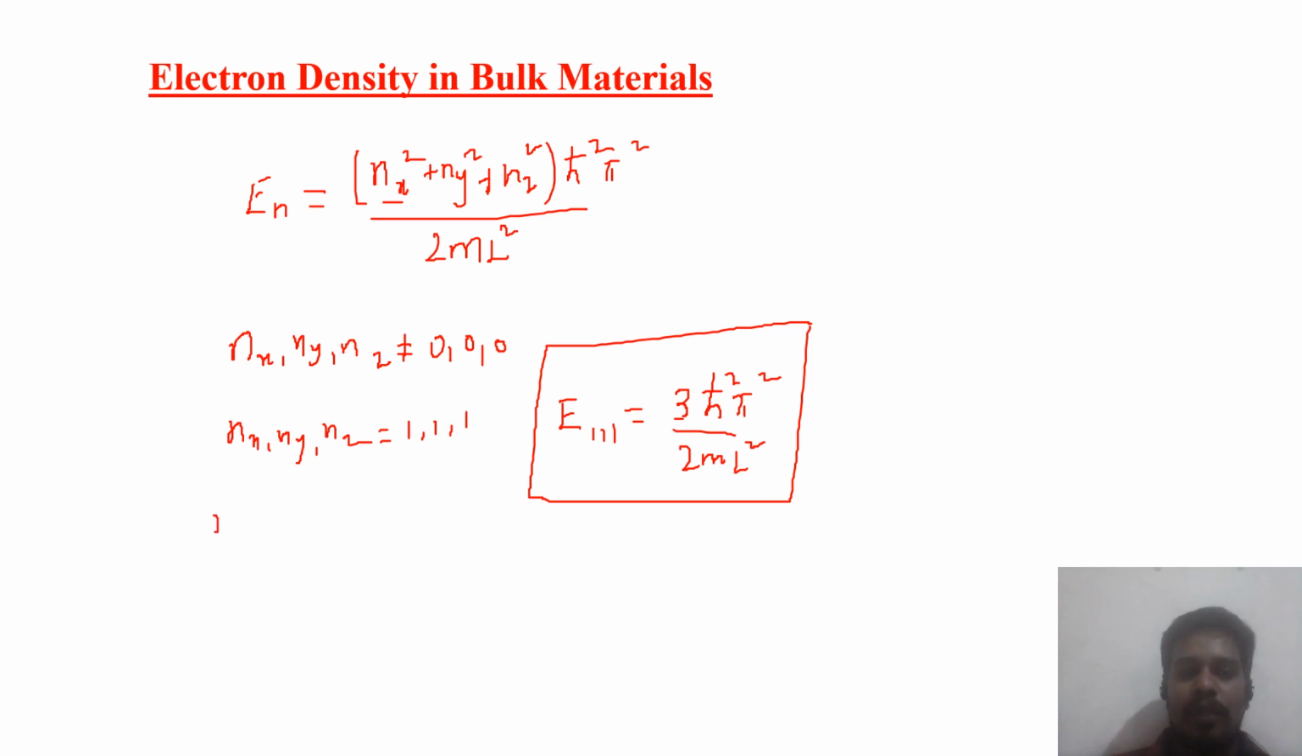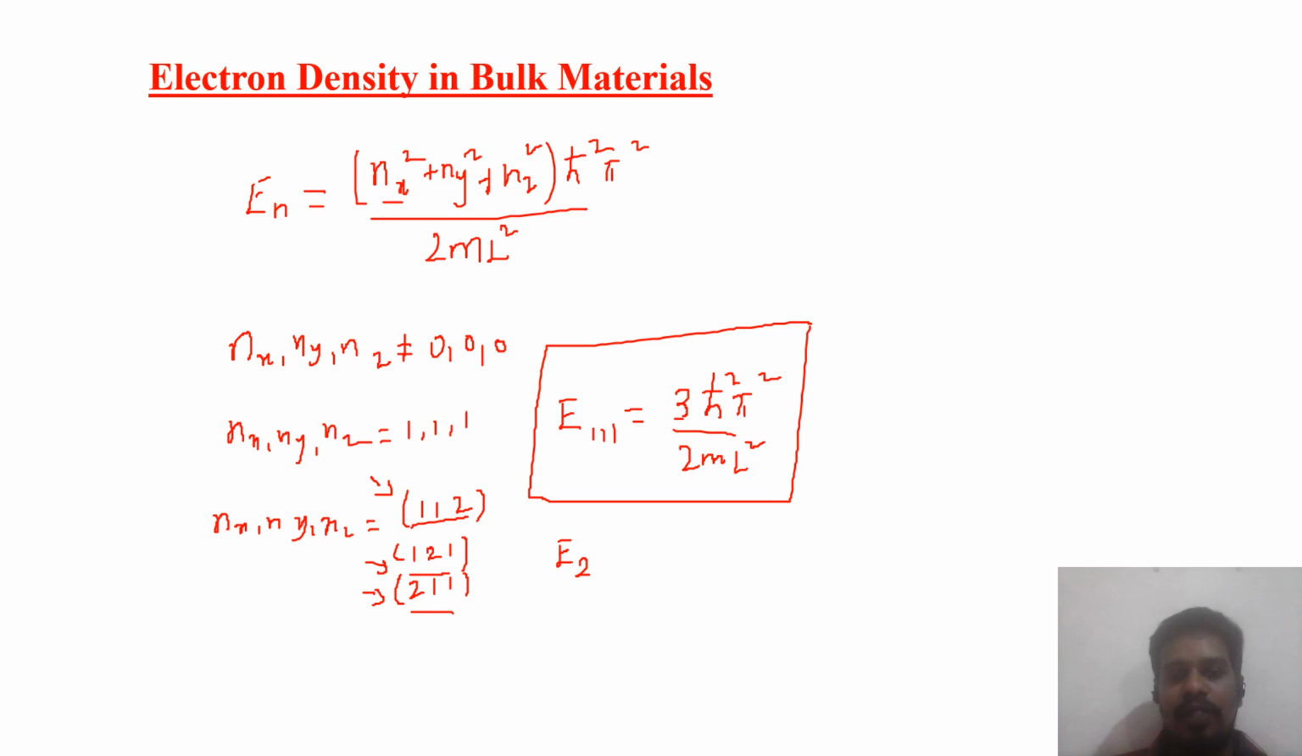Suppose the next higher number you can choose for nx, ny, nz. You can choose 1, 1, 2, or nx is 1, ny is 2, nz is 1, or you can choose nx is 2, ny and nz are 1, 1. These are the three states for the electron. That means the wave function for the electron is different for each state, but the energy is the same. Even if you substitute nx, ny, nz at this value or this value or this value, you will get the same energy level.